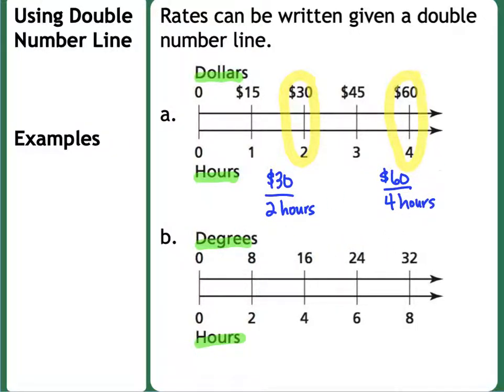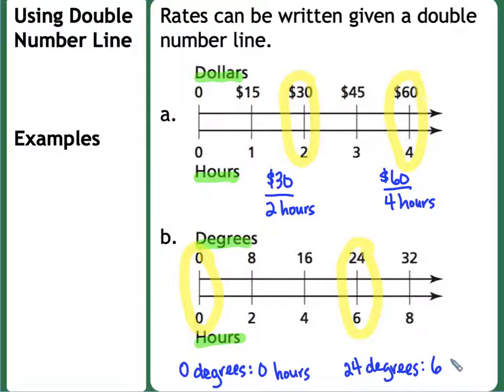For B, now we're talking degrees. Notice we have a 0, 0. And let me pick this one here. So it's 0 degrees. I'll write this one using colon notation. 0 degrees for 0 hours. And then the other one I circled, 24 degrees to 6 hours. So again, a double number line is just a nice way to visualize different ratios and rates.